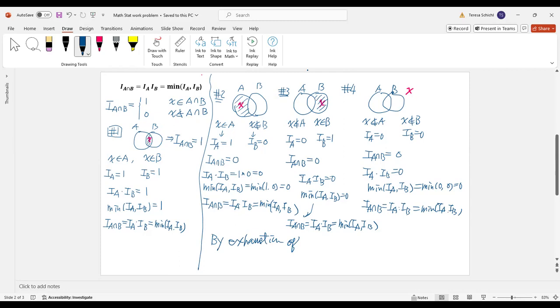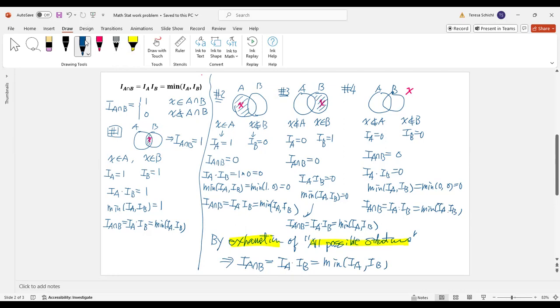By the exhaustion of all the possible situations, that's why I proved that the indicator of A intersect B is equal to IA times IB, and is equal to the minimum of IA, IB. So the key thing we use here is the exhaustion of all the possible situations.